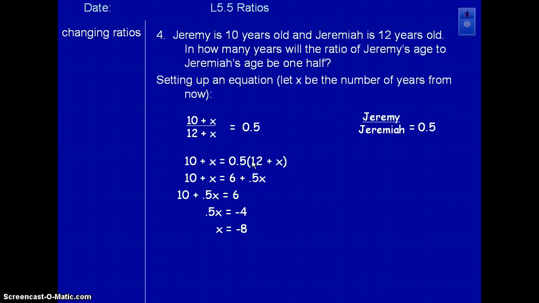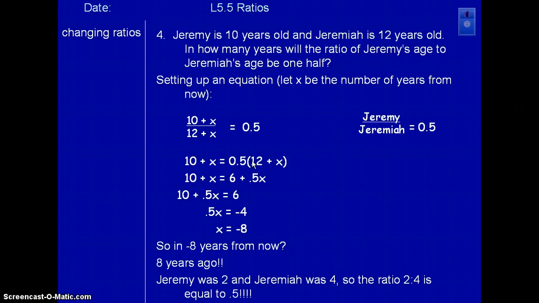So if x represents a number of years from now, negative 8 years from now, what does that really mean? That means 8 years ago. So we're actually subtracting 8. We're going back to 8 years ago. Jeremy would be 2, and Jeremiah would have been 4. So the ratio 2 to 4 is equal to 0.5.